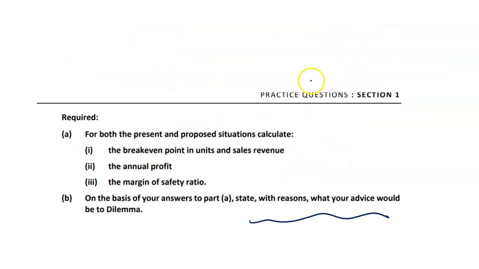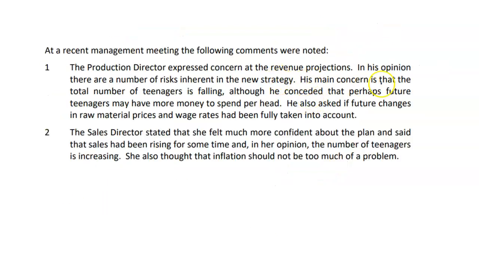Given the case, if you look here, it talks about the concern that the total number of teenagers is falling, although he feels that in future they may have more money. He also asks if future changes in material pricing have been taken into account, and felt much more confident about the plan, and said the sales directors always feel confident. Sales have been rising, and the number of teenagers is increasing. The truth is that fashion is fast.